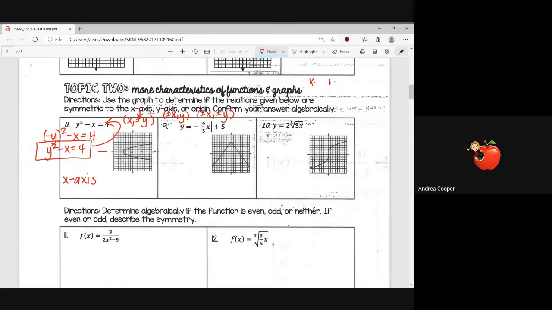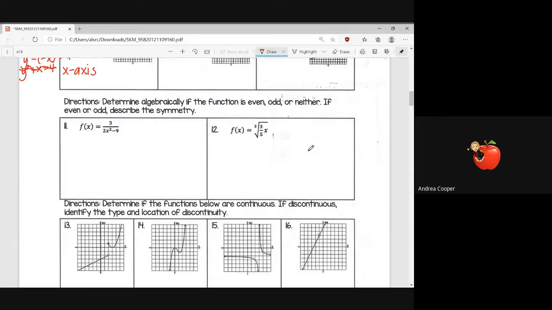For the y-axis, you would plug it in for x. So y squared minus a -x equals 4. That becomes y squared plus x equals 4, which is not the same, which is why it's not y-axis. Okay? And if it's not y-axis, it's not going to be origin.